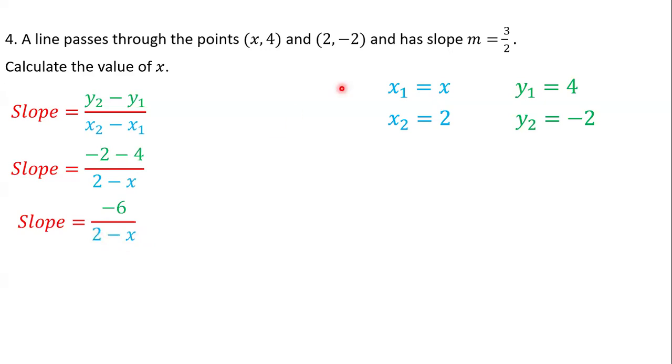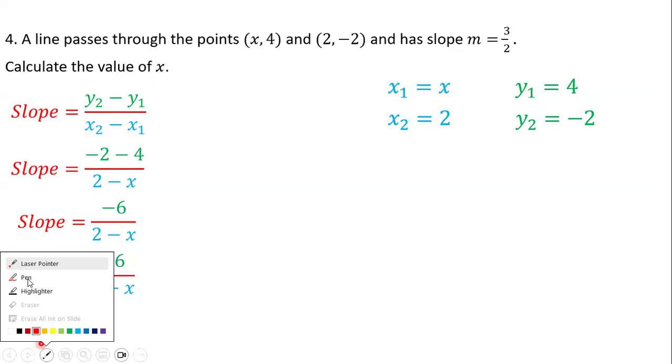But this question tells us that the slope is equal to 3/2. So since the slope is equal to 3/2, we're going to put 3/2 right here on the left-hand side. And so now we have this equation which says 3/2 is equal to -6 all over 2 minus x.